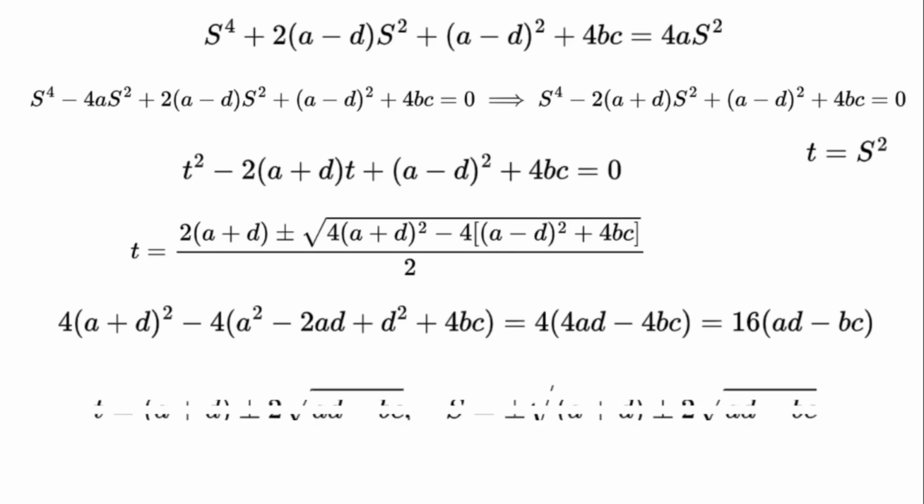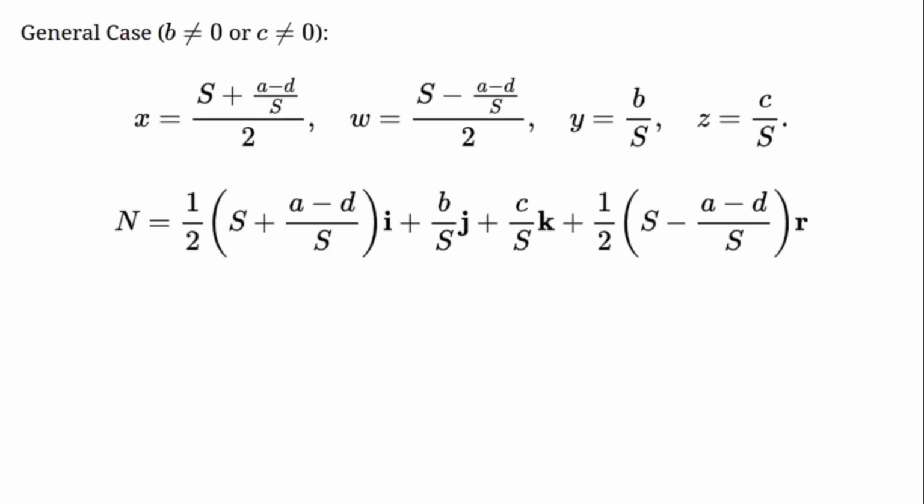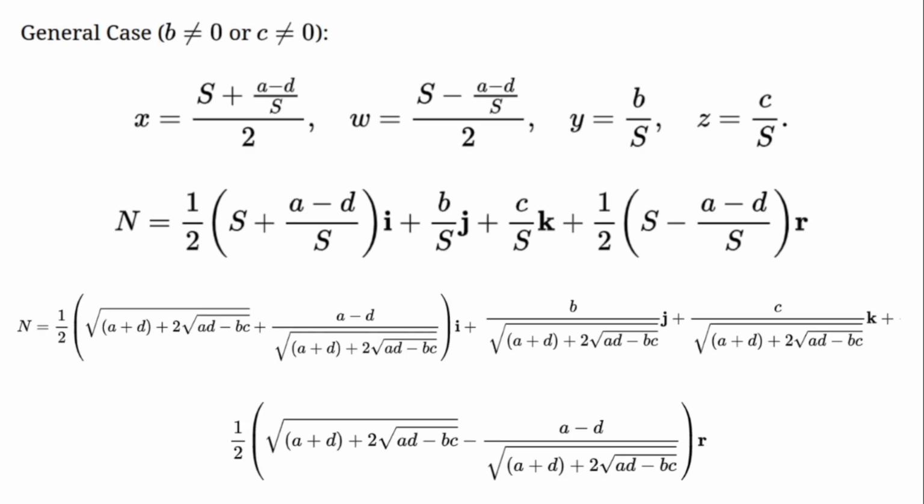So t equals a plus d plus or minus 2 times the square root of (ad minus bc). s equals plus or minus the square root of (a plus d plus or minus 2 times the square root of (ad minus bc)). Real solutions require ad minus bc greater than or equal to 0 and a plus d plus or minus 2 times the square root of (ad minus bc) greater than or equal to 0. Then x equals (s plus (a minus d) divided by s) divided by 2, w equals (s minus (a minus d) divided by s) divided by 2, y equals b divided by s, z equals c divided by s.